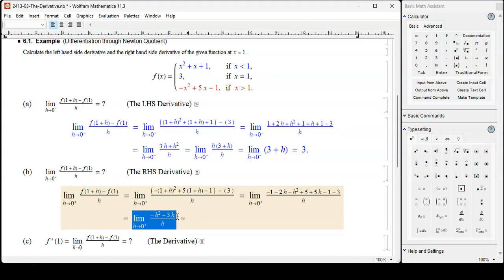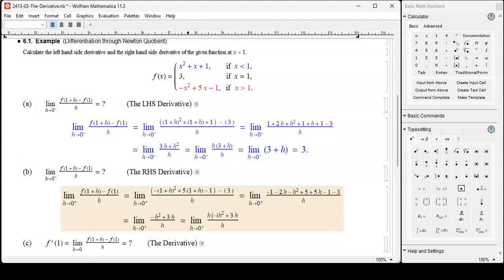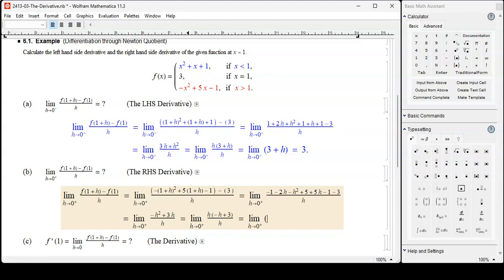And then factoring out, let's factor h out. So negative h plus 3. And then we can remove this h and that h. They divide each other out. And what do you have? Negative h plus 3. So if I plug in h equals 0, 0 plus 3, the answer is again 3. That's the right-hand side.